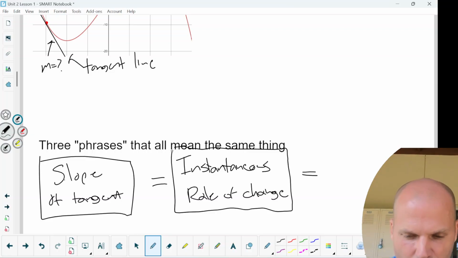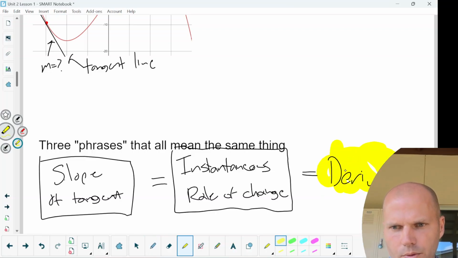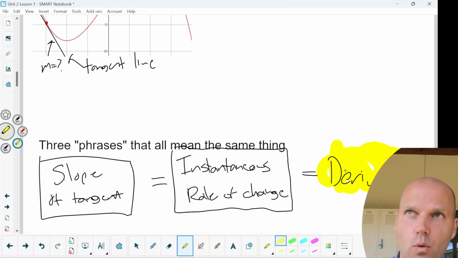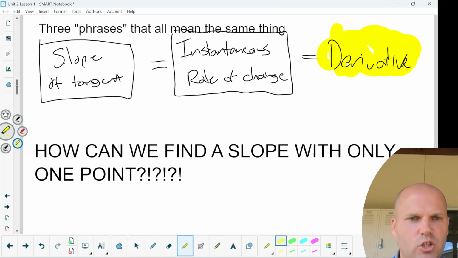Since it was such a big problem, it gets its own special word. Slope of a tangent, which tells you the instantaneous rate of change of the function, we're going to call a derivative. So that's what a derivative is, guys. A derivative is just a slope. It's the slope at a point, which will tell you how quickly the function is changing at that point.